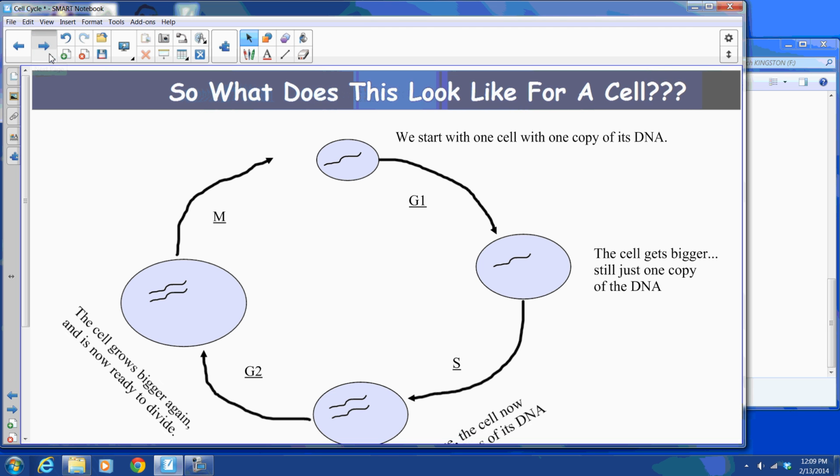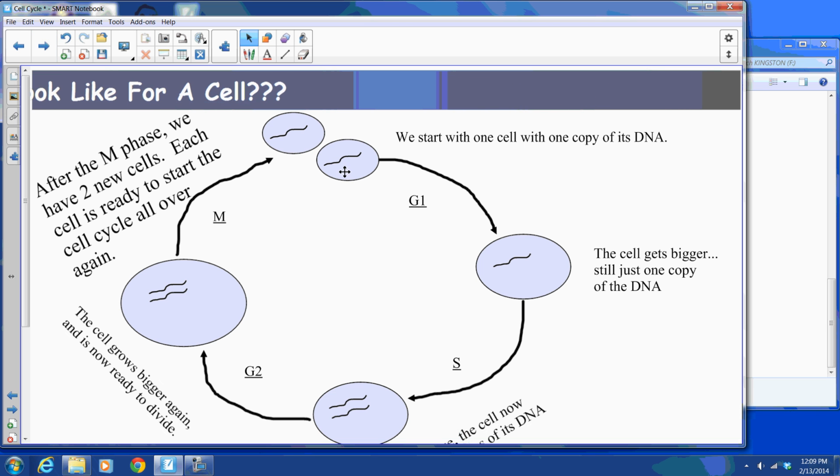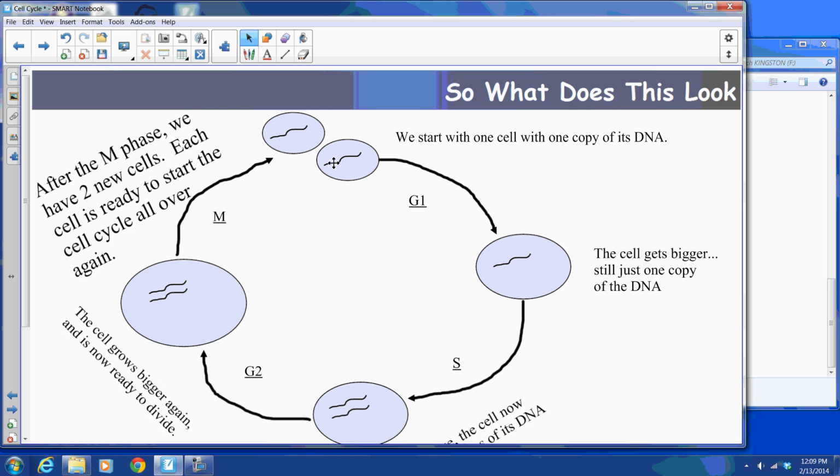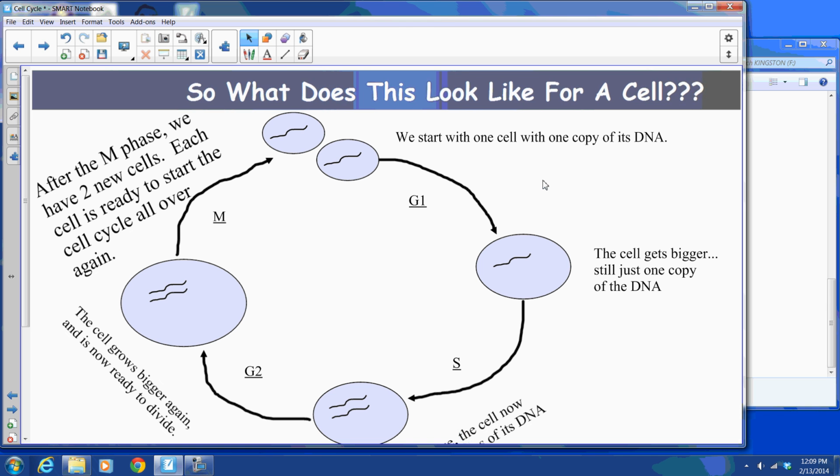But at the end of the M phase, we're not going to have one cell. That one cell that we had here at the end of G2 is going to split into two. And so we're going to end up with two new cells, exact copies of each other. After the M phase, each of those new cells is going to go back through this cell cycle again. So at the end of the M phase, we have two new healthy cells, and each of those is going to enter the cell cycle here at the G1 phase, and start growing and getting ready for cell division.